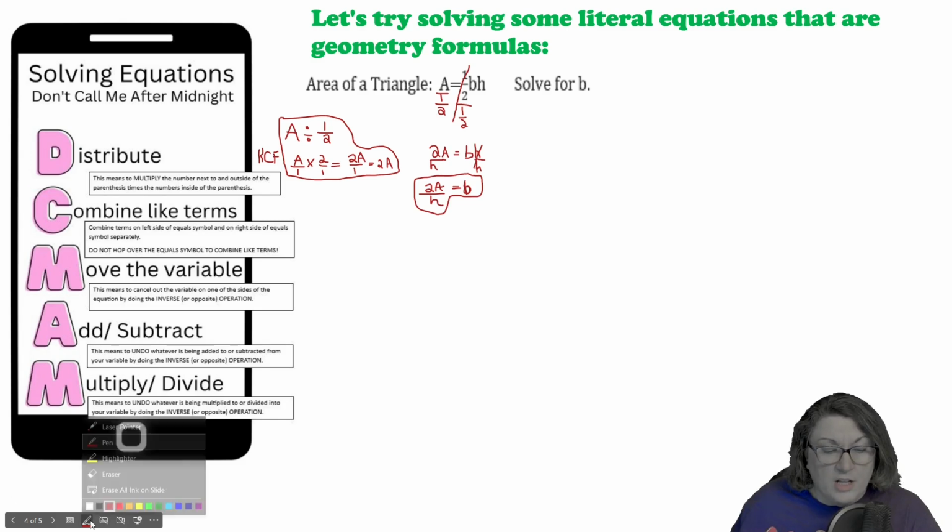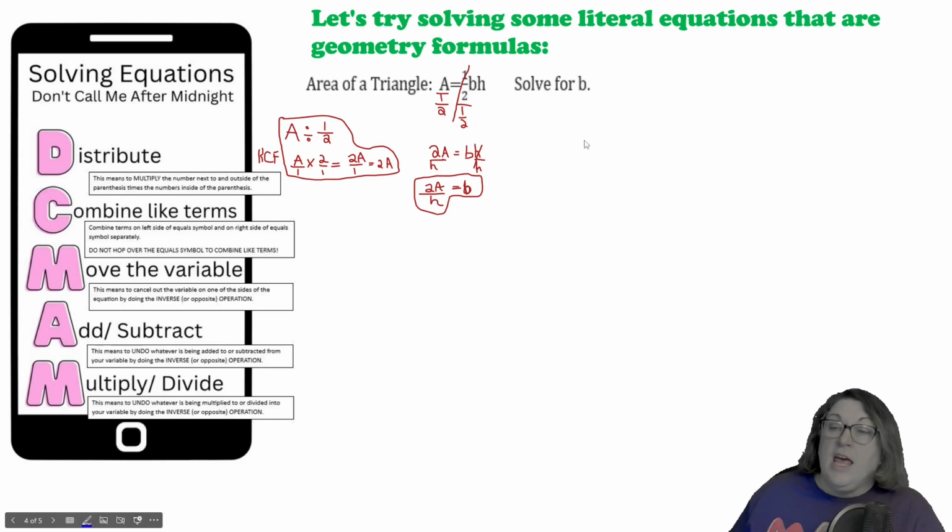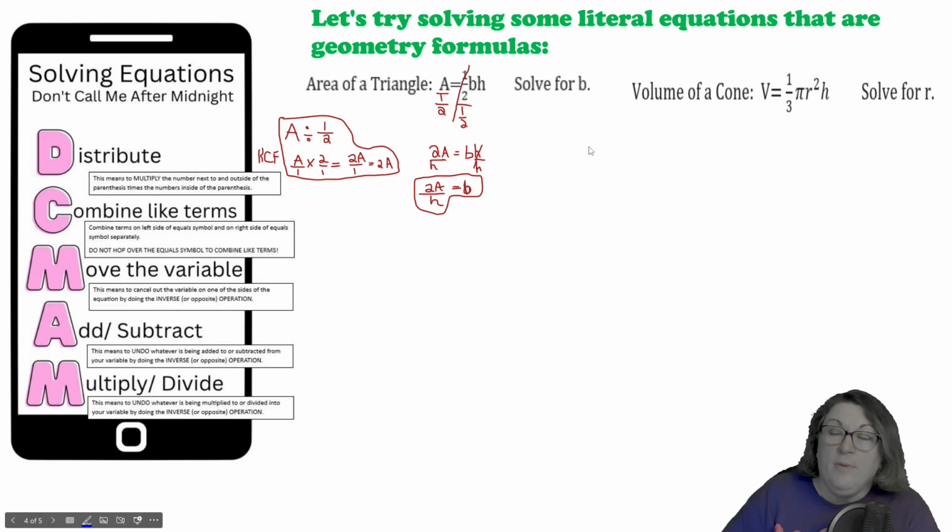Okay, so let's change colors. We'll go to blue this time. And this time we will do this volume of a cone formula because we have been working with finding volumes of cones. So I'm sure you're familiar with this formula. But this one, they're asking us to solve for R, which means I need to isolate my radius, my R. We don't know the value of V. We don't know the value of H. The only thing we can do is put an approximation of pi in.